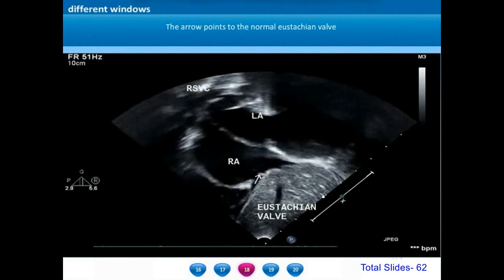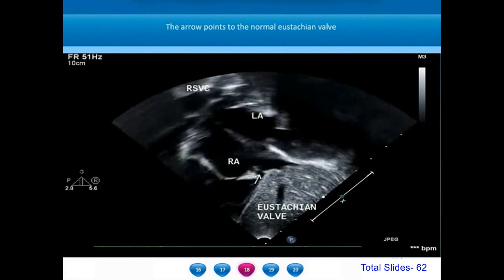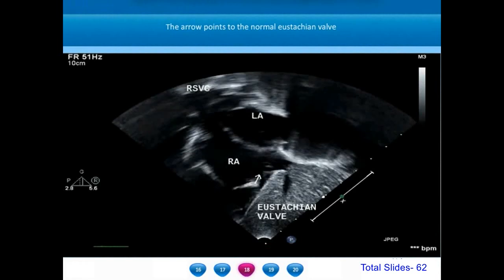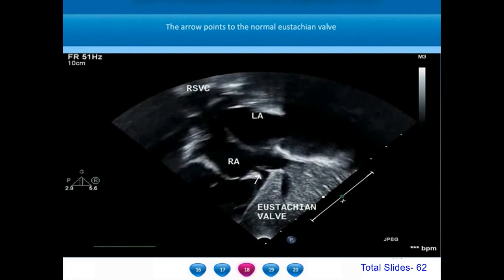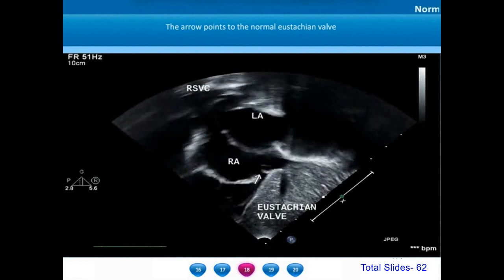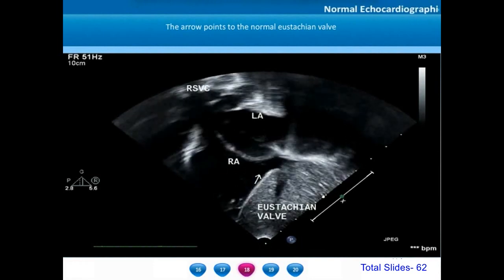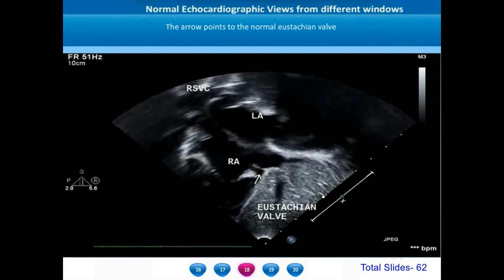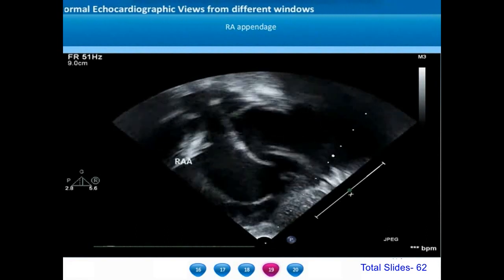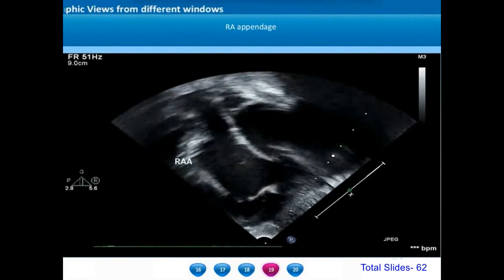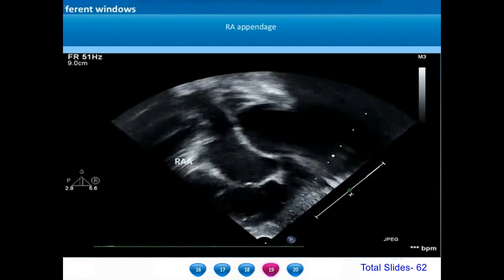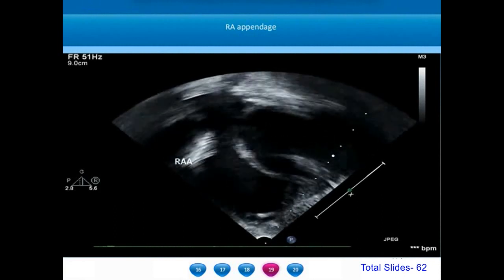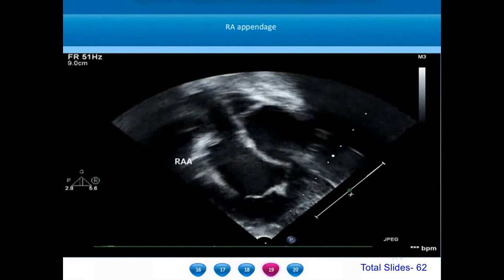When we visualize the inferior vena cava right atrial junction, on the anterior lip of the inferior vena cava, we can see the small remnants of Eustachian valve. In some of the hearts, these remnants may be very prominent. The arrow points to the location of the Eustachian valve. Immediately below the superior vena cava right atrial junction, we can see an anterior projection of the right atrium. This anterior projection is the right atrial appendage.